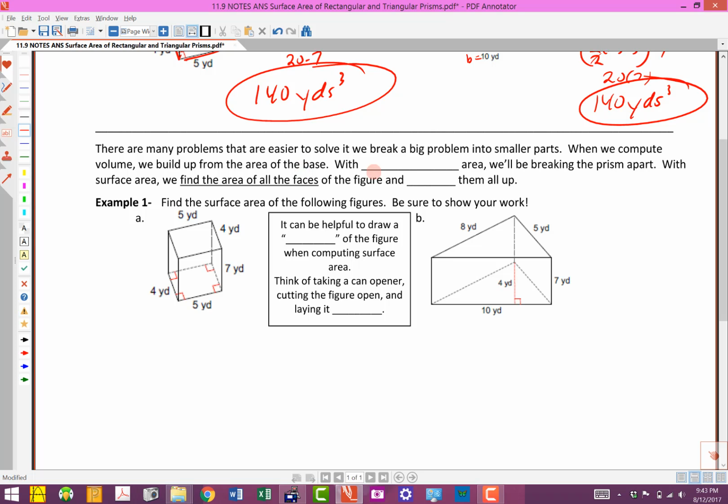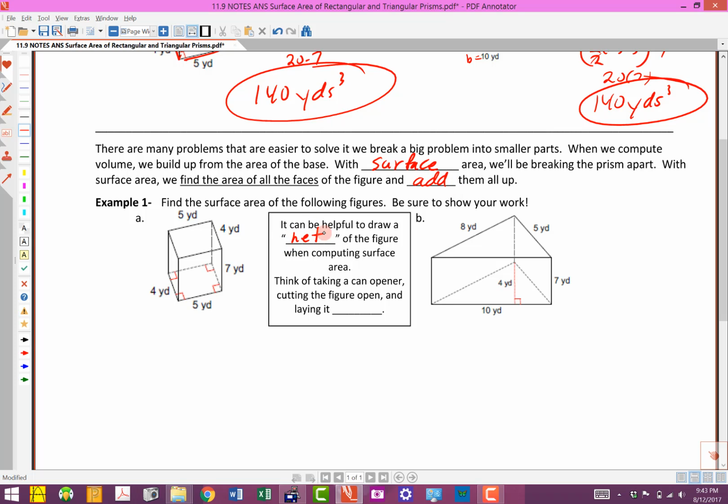Now, with surface area, which is what we're going to be talking about today, we're going to be breaking the prism apart. So we're going to take that prism, and again, we're going to find the area of all the faces of the figure and then add them all up. So we kind of have to identify what the faces look like, and then we'll go through and add them up. And it can actually be really helpful if we draw something called a net.